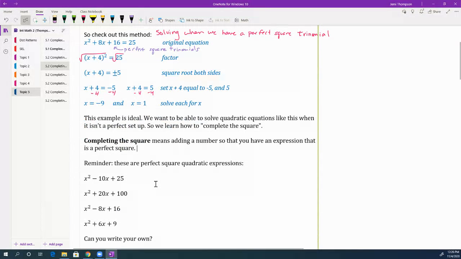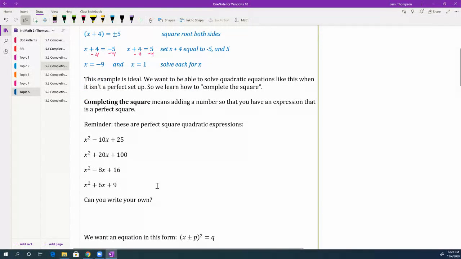Hopefully you've already done some review on factoring perfect squares. We're just going to look at these real quick and talk about what it means to have a perfect square. When I have x squared minus 10x plus 25, I know that this is a perfect square because when I take half of negative 10, I get negative 5. And then when I take negative 5 and square it, I get 25.